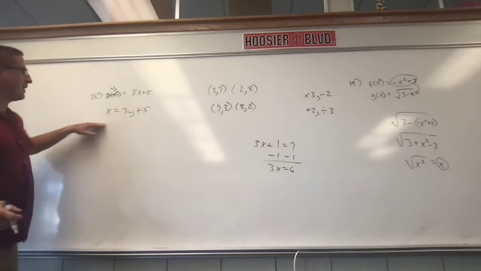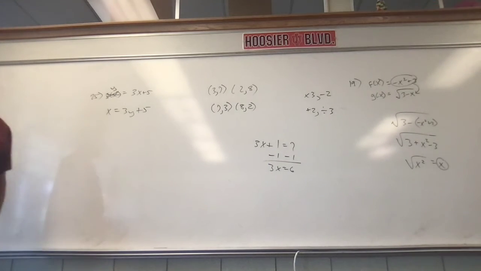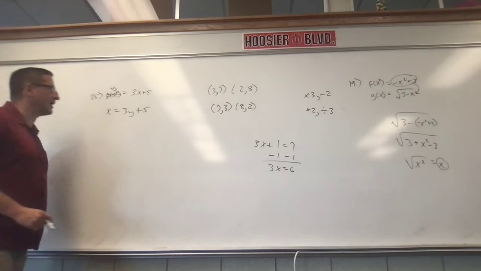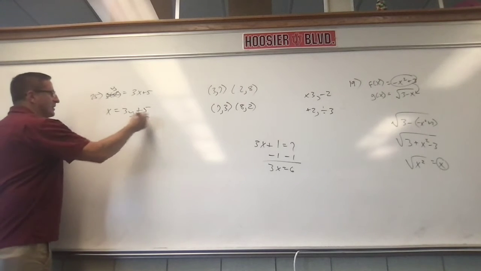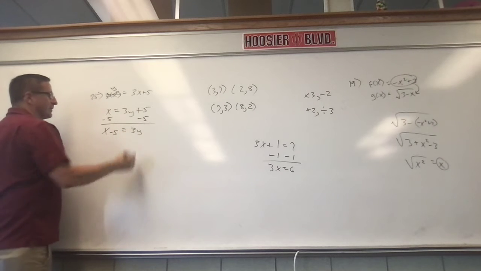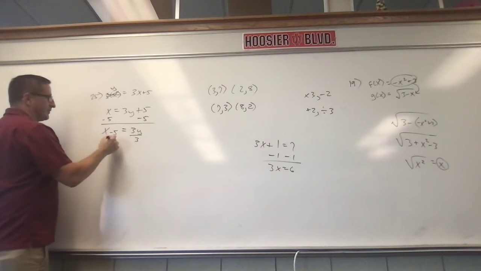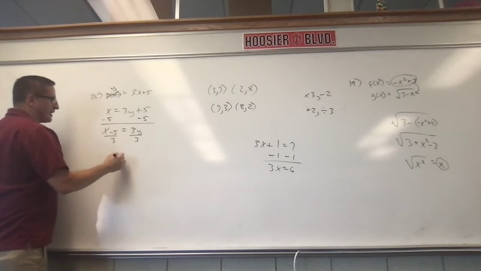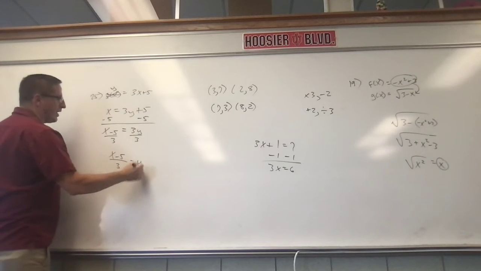Why can't we solve this for x? Because x is already by itself. What would you have to do? Nothing. And what did I tell you? You're not done. If it said solve for x, you'd be done. All done. Nope, you got to solve for y. Okay? So, we minus 5 from each side. So x minus 5 is 3y. Last thing we do is divide by 3. Now it's going to say x minus 5 over 3 equals y.